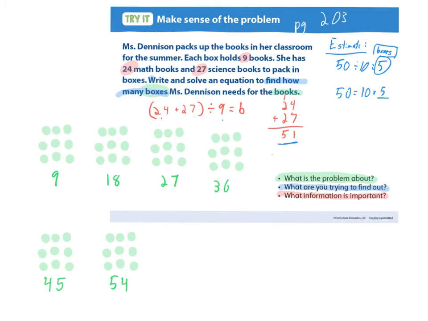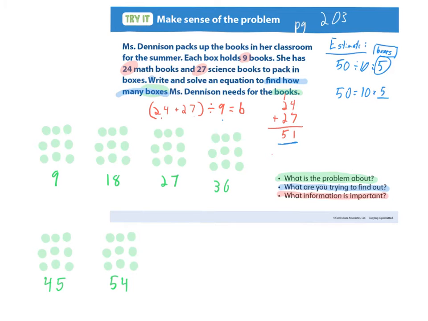All right. So here's 9 times 1, 9 times 2, 9 times 3, 9 times 4, 9 times 5, 9 times 6. Well, this is a problem. I don't need room for 54 books. I need room for 51 books. Uh-oh. What are we going to do? Oh, no.